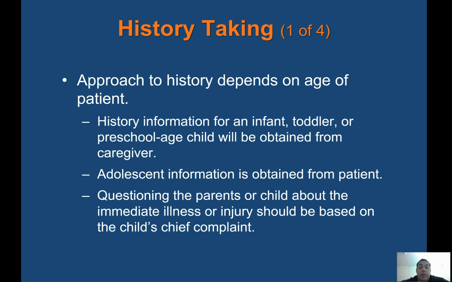Okay, history taken. The approach to history depends on the age of the patient. History information for an infant, toddler, or preschool-age child will be obtained from the caregiver. Adolescent information is obtained from the patient. Questioning the parents or child about the immediate illness or injury should be based on the child's chief complaint.